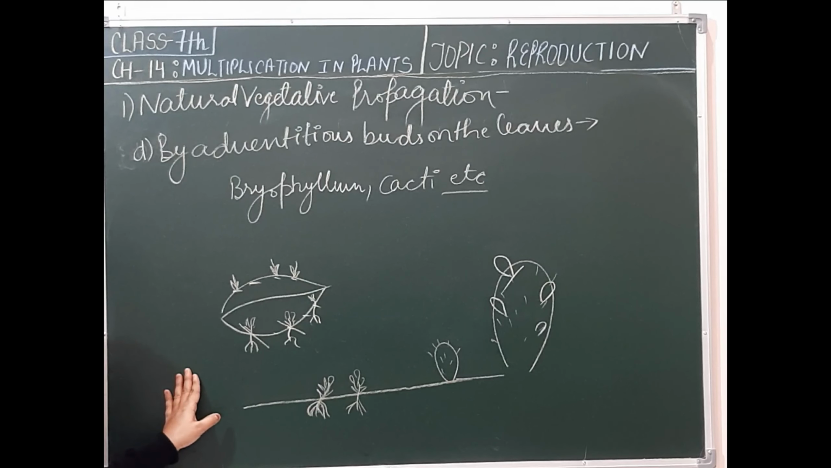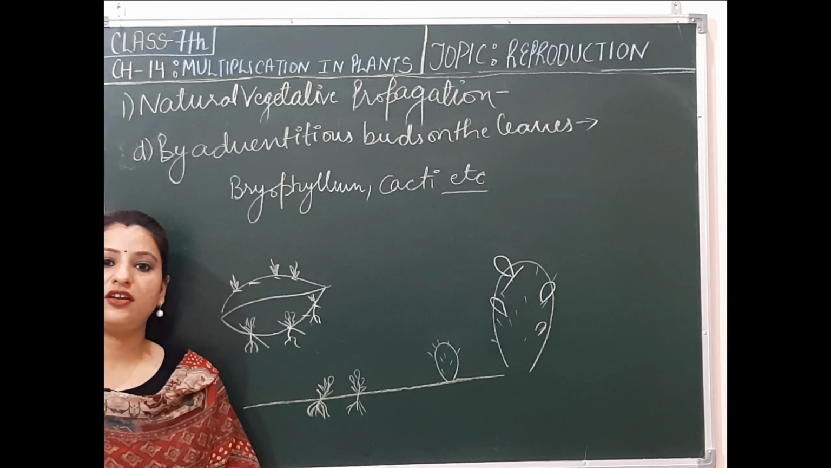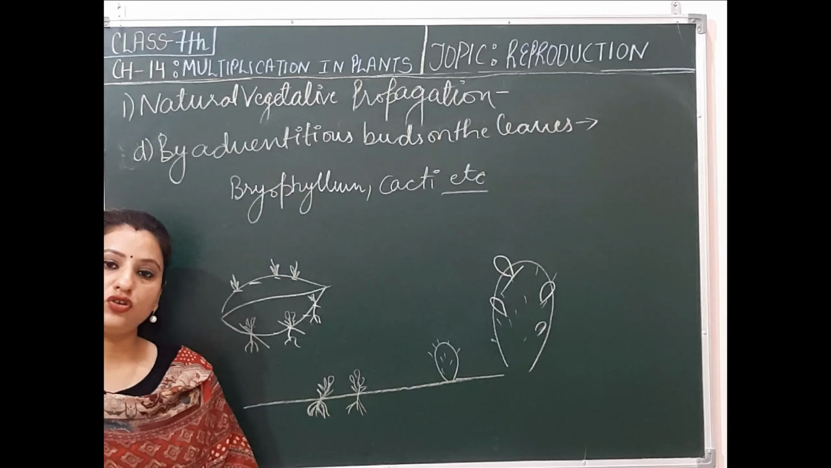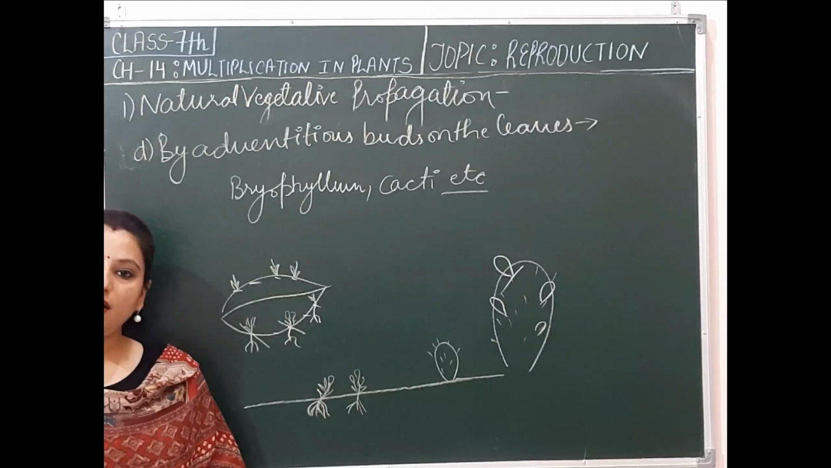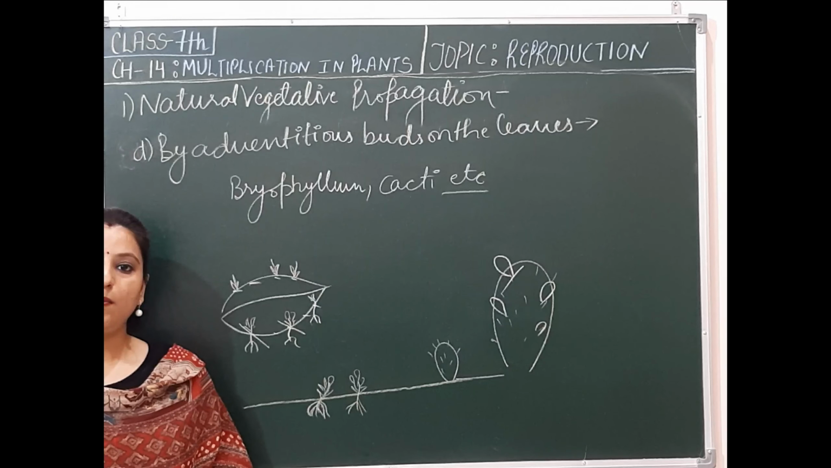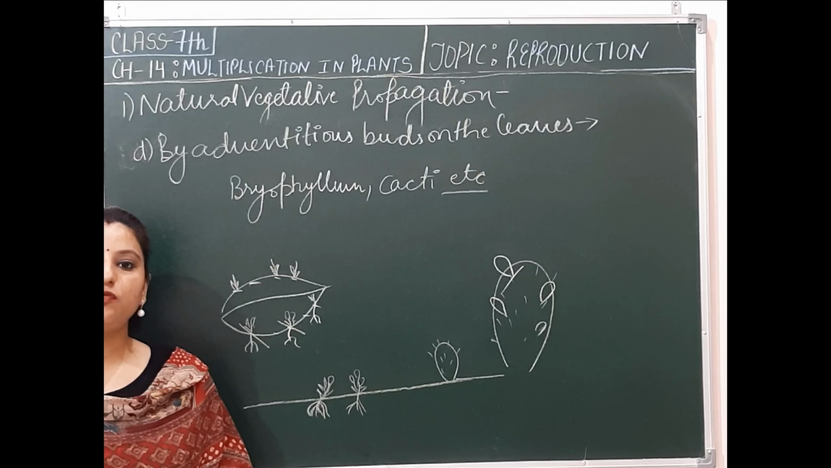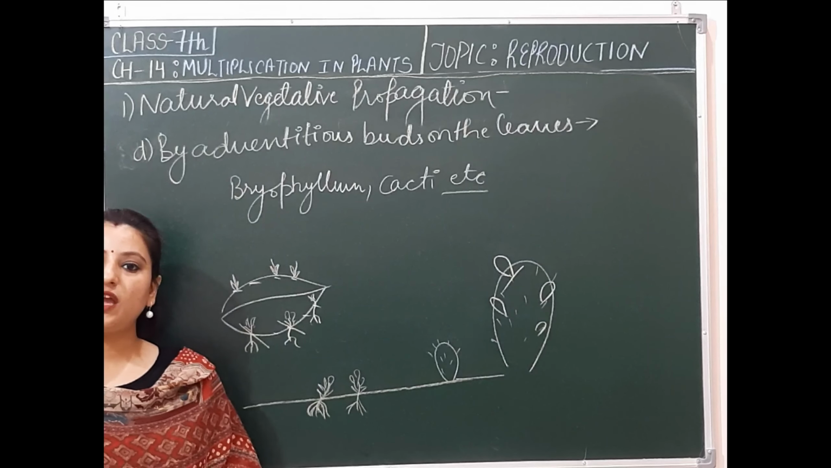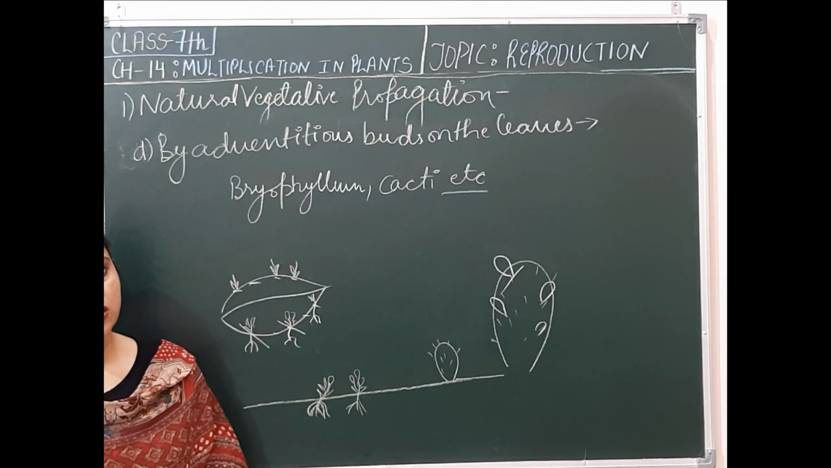So let's recap what we have learned today. We have learned that reproduction is very important for the continuation of life on the earth, and reproduction can be categorized mainly into sexual and asexual. But in case of plants, vegetative propagation is also there. So we have discussed about asexual reproduction.